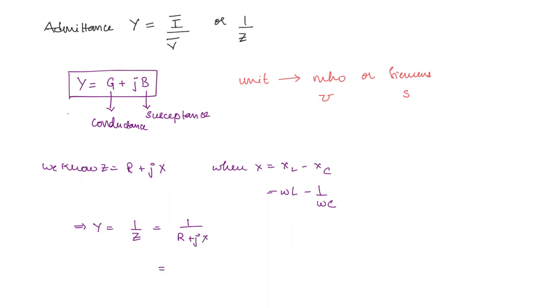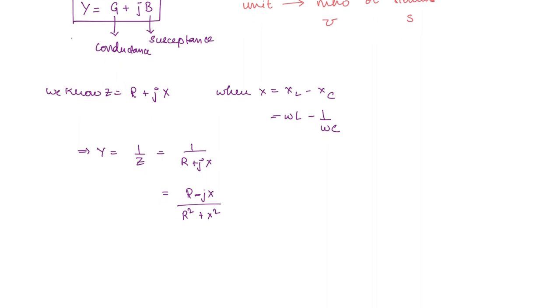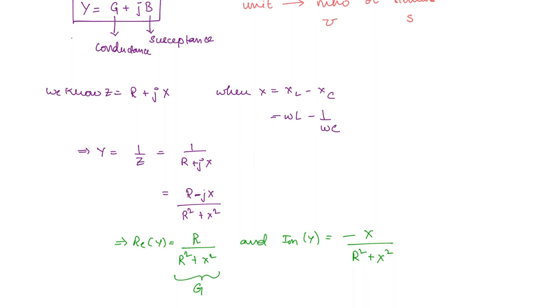If you multiply and divide by R minus JX, then you are going to get R square plus X square in the denominator. Now you can separate into the real and imaginary parts. Then what will you get? The real part of Y is equal to R by R square plus X square, and the imaginary part of Y is equal to minus X by R square plus X square. So this is nothing but the conductance G and this is nothing but the susceptance B.